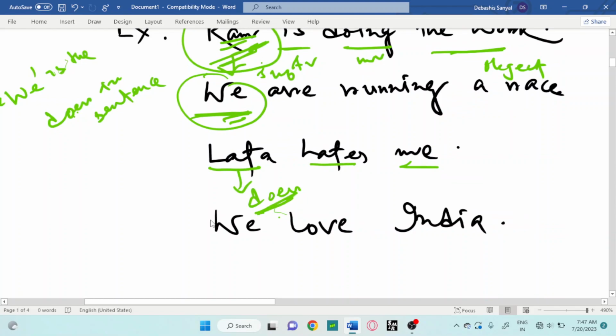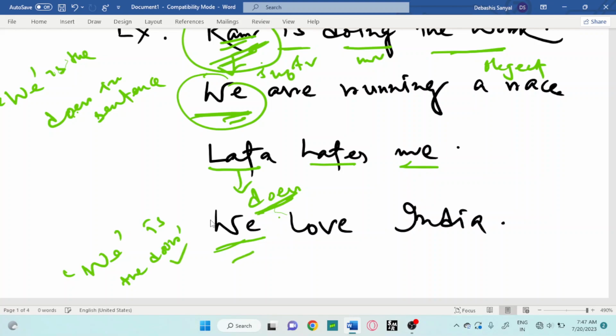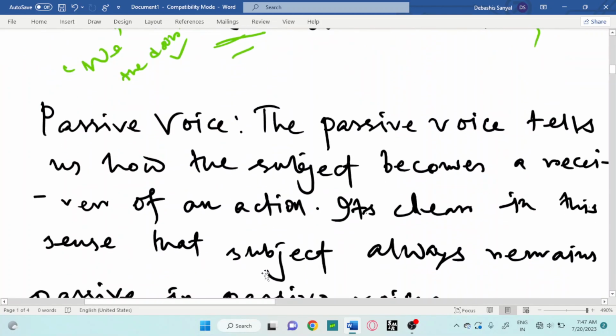We love India. We is the doer. So all these four sentences are in active voice. How? Because the subjects in these sentences are the doers. That's how active voice is clear.